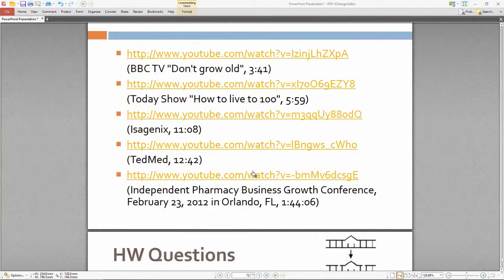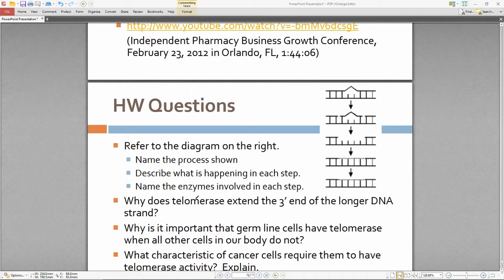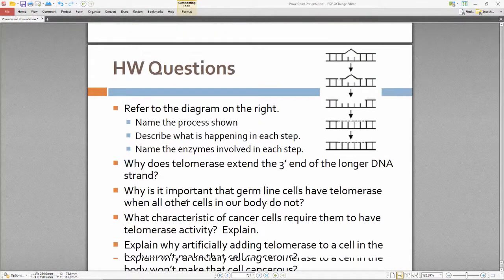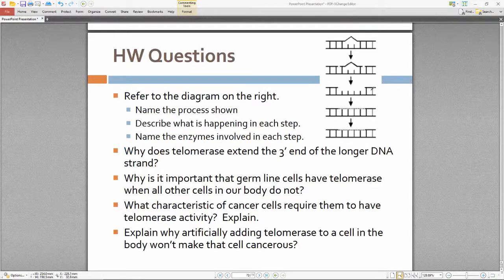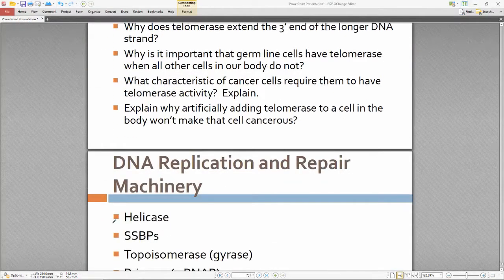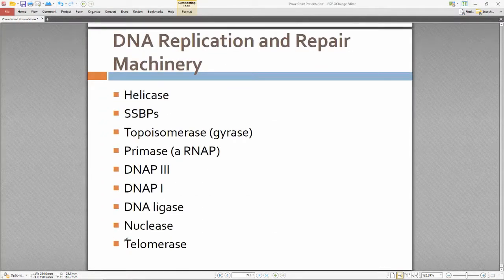So there's a couple videos here for the reading. Some homework questions. I don't think you can answer this just yet. We haven't covered mutations and repair, but you might be able to answer the other ones. Cool. This is a short recap of all the different terms, all the different machinery that we learned about today. Any final questions?